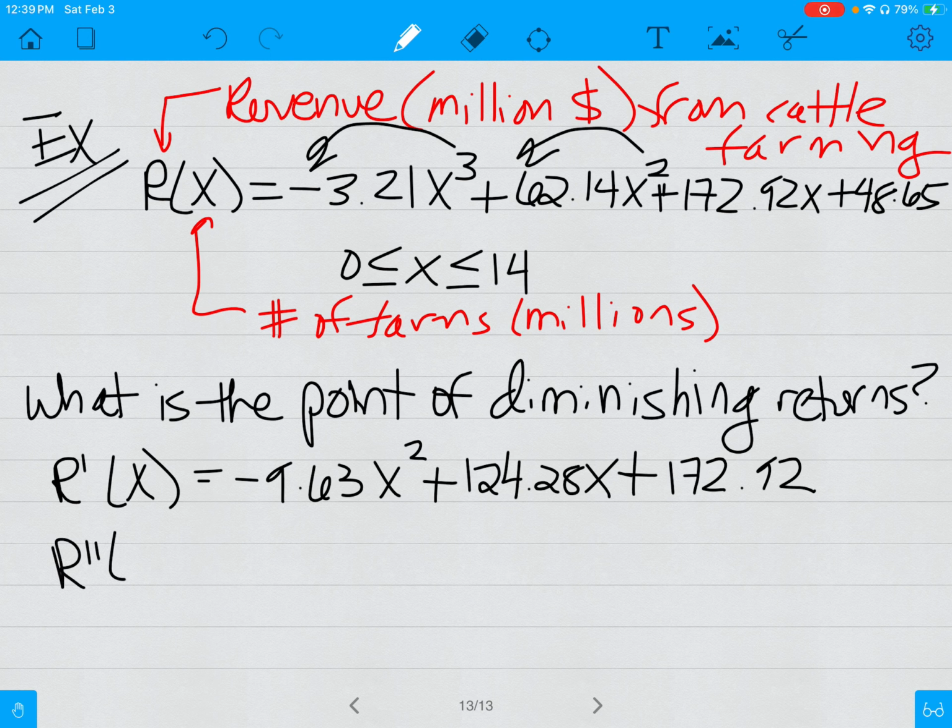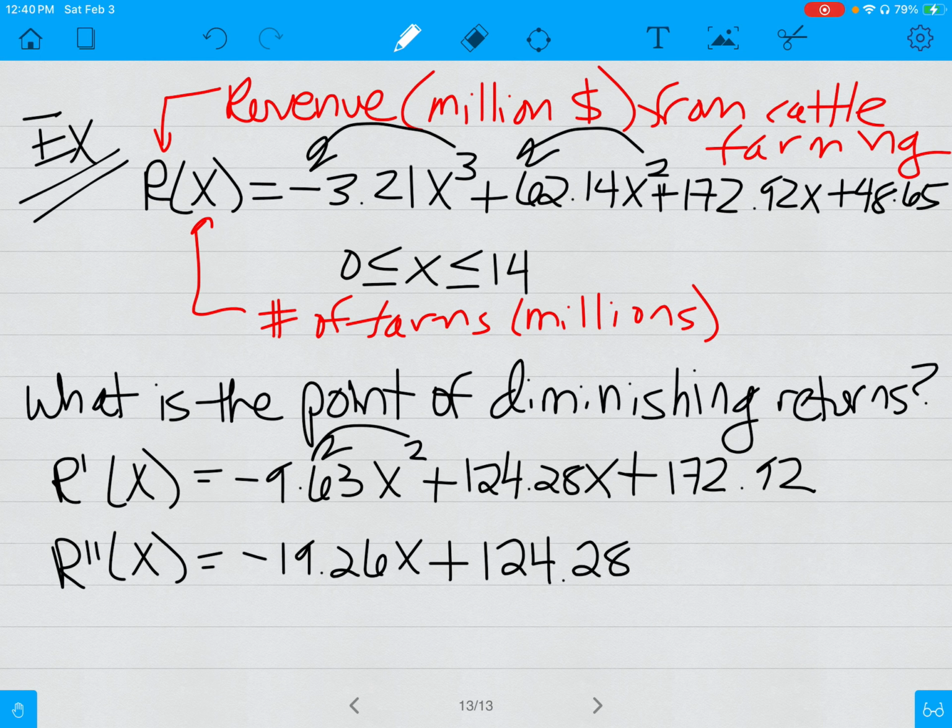Now we're going to find our second derivative, okay? 2 comes down front. It's going to multiply our negative 9.63. So that is going to be a negative 19.26x. The second term there, 124.28 times x, the x is going to drop off when we take the derivative and leave us with the 124.28. And then the derivative of the constant term becomes 0. So here is what we have for our second derivative.